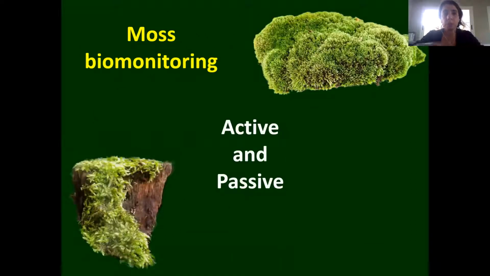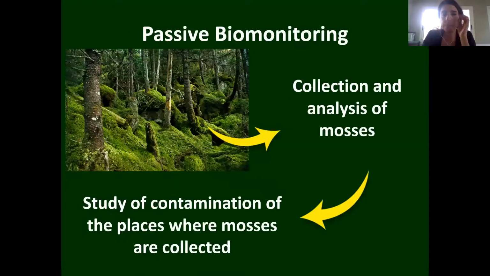When we use moss for biomonitoring, we can perform two types of studies. One is active biomonitoring, another one is called passive biomonitoring. Specifically, in the latter case, passive biomonitoring, we go to a specific environment. We collect moss, we analyze mosses, and we study the concentration of contaminants in moss tissues. So we can evaluate how much contaminant is present in the place where mosses are collected.